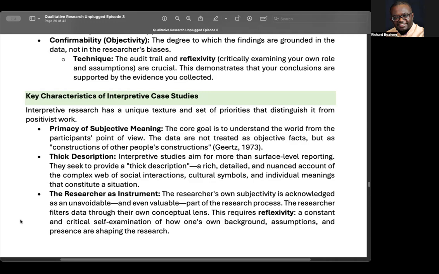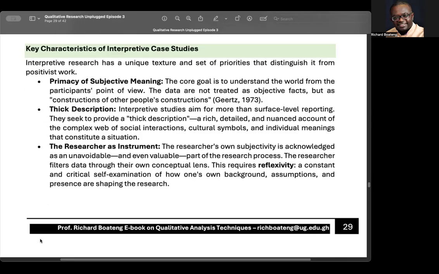And the 4th criterion is confirmability, which parallels objectivity. It asks, to what degree are the findings grounded in the data itself, rather than being solely the product of the researcher's biases, motivations, or perspectives? How do you show confirmability? Again, the audit trail is crucial because it shows the link between the data and the conclusions.